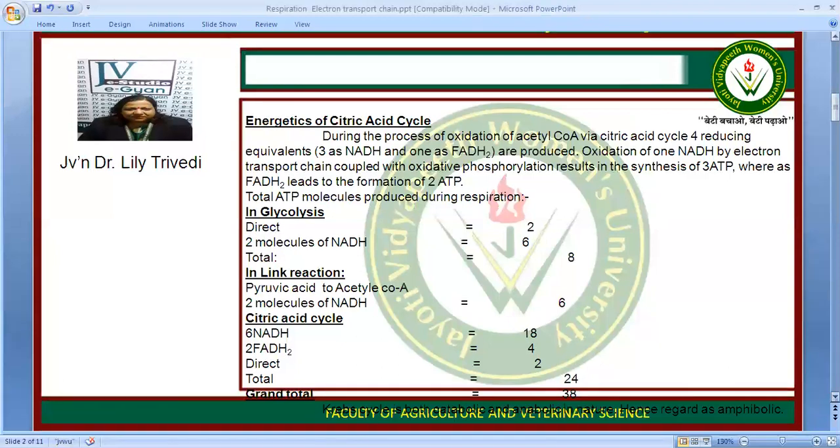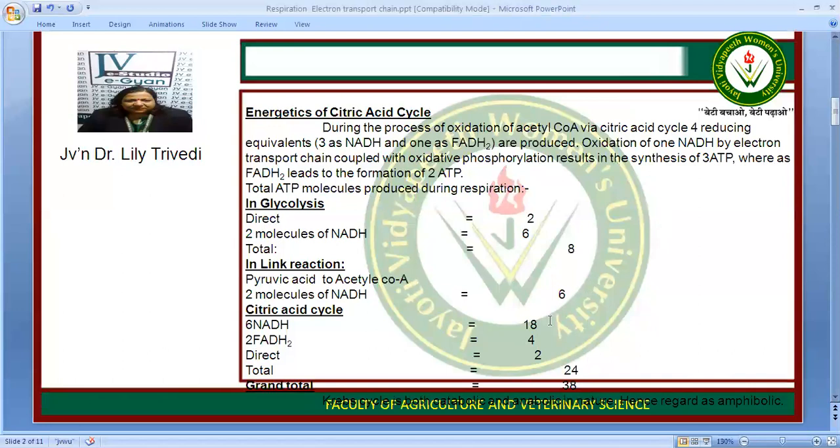Now we can say Krebs cycle, what does it do? It is producing and consuming energy also. So we can say it is amphibolic. That means ATP is produced and it is consumed also.